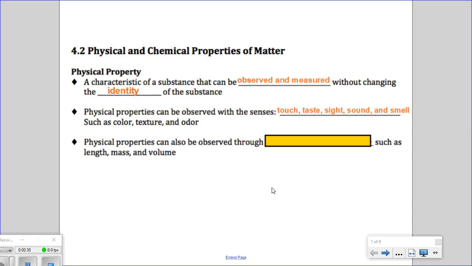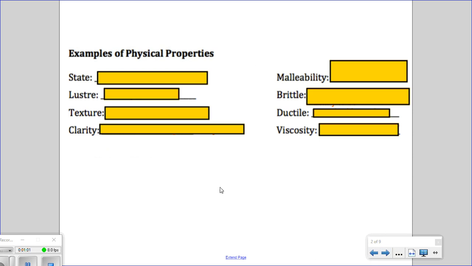So you can describe things like the color, the texture, or the odor, but never the taste, even though we'll include taste in the list. Physical properties can also be observed through tests and measurements such as length, mass, and volume. So a physical property can take on quantitative or qualitative observations. Some examples of physical properties include the state, so is it a solid, liquid, or gas?